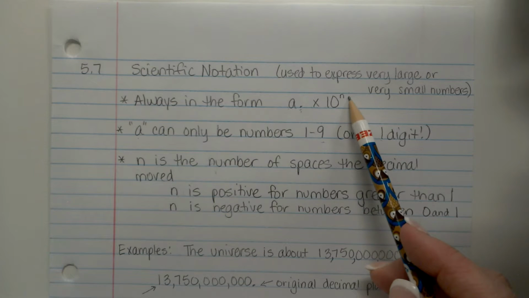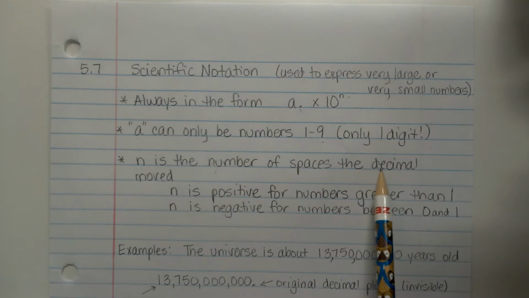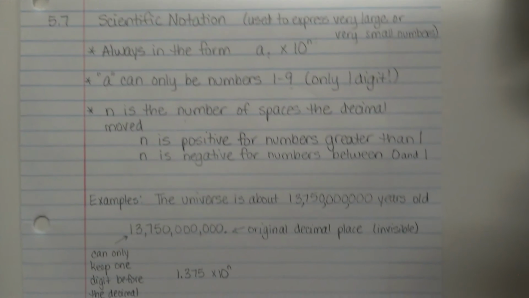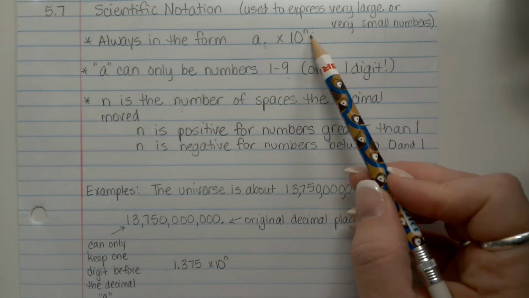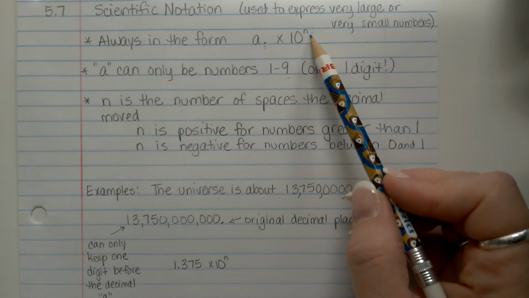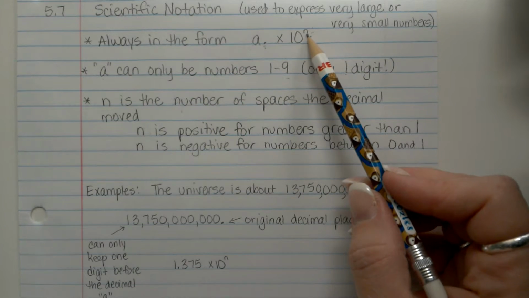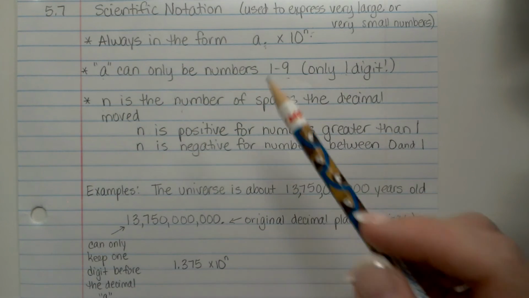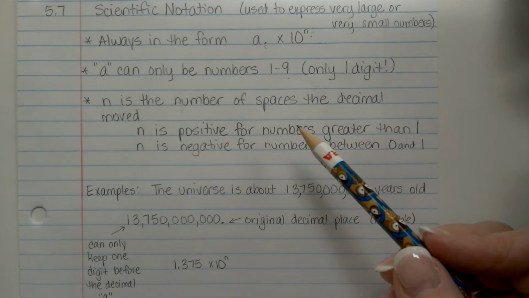N, which is this exponent of the 10, is the number of spaces that you move your decimal, okay? This n is positive if the number is greater than 1, or as I like to say, if this value is what you would want to win in the lottery, it's a positive thing.